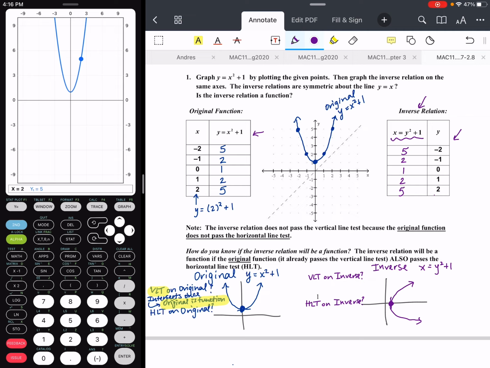So let's go ahead and plot these points and see what they look like. First I have (5, -2). I have (2, -1), (1, 0), and then (2, 1).